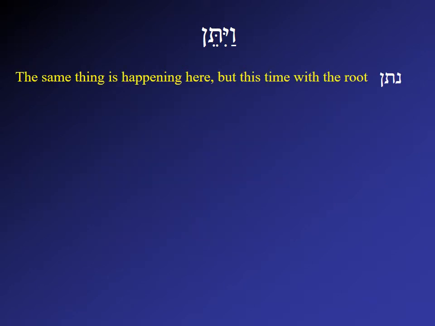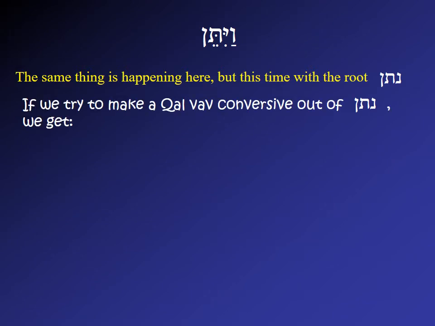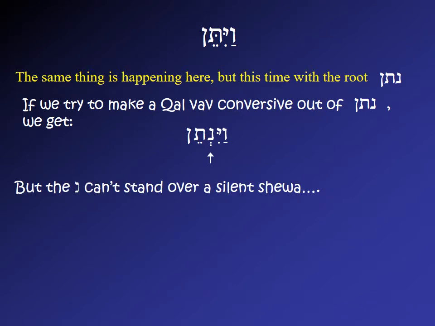So if we imagine the same process taking place in the cow, if we had a root that began with a nun, like Natan, and we formed it into the cow vav conversive prefix, we would get Vayintain. This is just our usual form of the cow vav conversive, except for the E-class vowel under the tav. But anyway, just like Vayifkod, here we would have Vayintain. Now the problem is that this nun does not like to stand over the silent shva. It is not strong enough to hold that position.